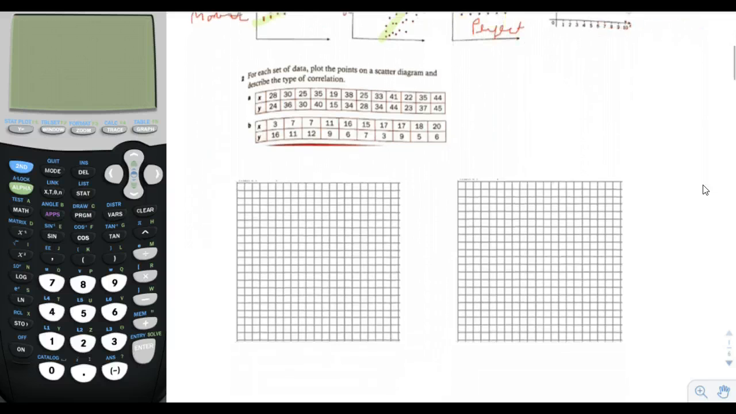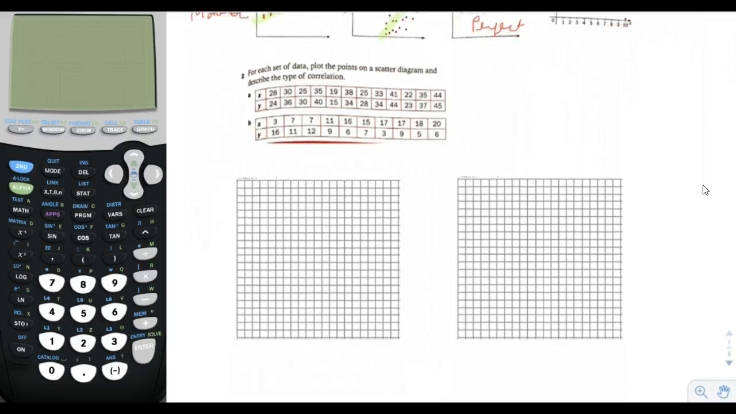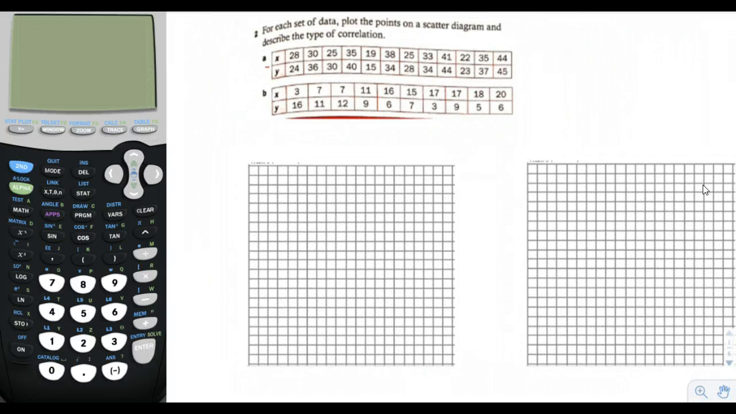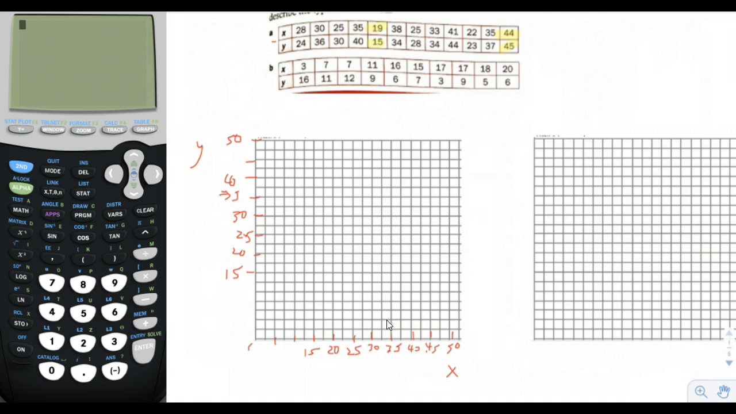Alright, number 2. For each set of data, plot the points on a scatter diagram and describe the type of correlation. We'll take data set A first. They give us X and Y, and we're going to use our graph paper to graph these points. I'm going to number my X and Y axes from 0 to 50, jumping 5 units for every 2 squares to make it fit. Let's start graphing each of these pairs, starting with 28, 24. It'd be about there.